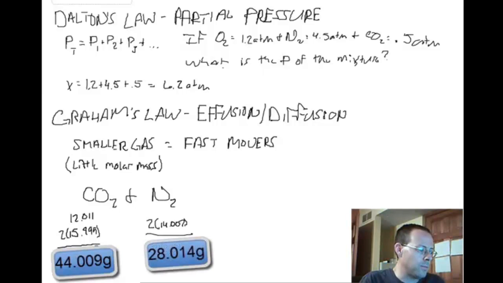When we add that up, we get 28.014 grams. If we have these two that we're comparing, it's as simple as which of these is lighter. The nitrogen is lighter. So if the question asks which of these will diffuse quicker, the nitrogen will diffuse quicker, because it's lighter and can just move faster. And that is it for the last two gas laws.